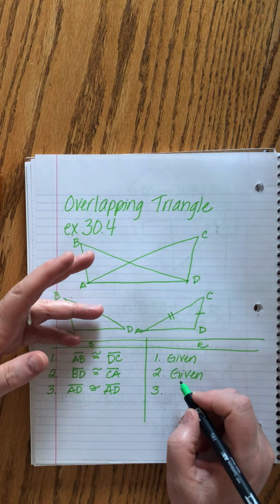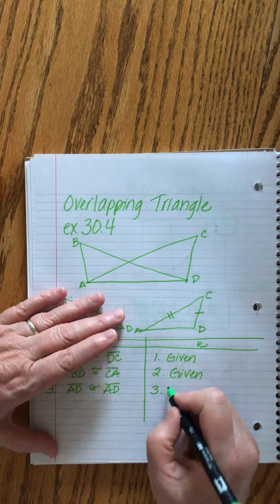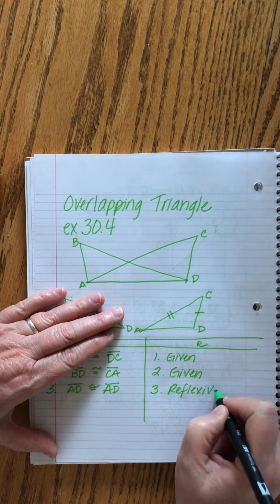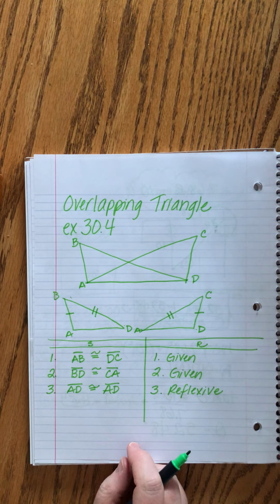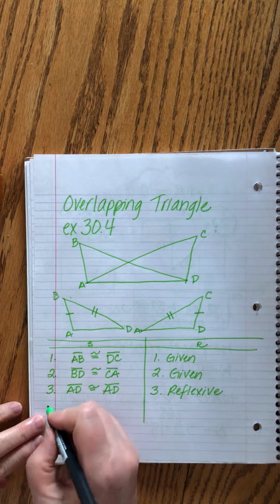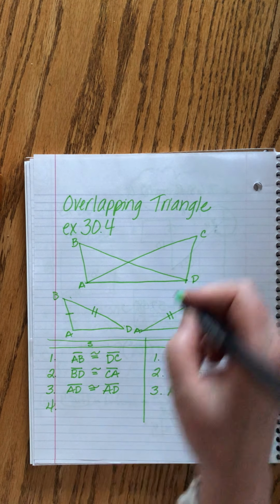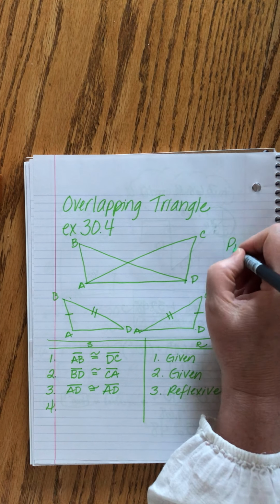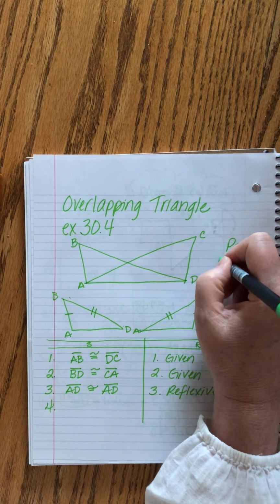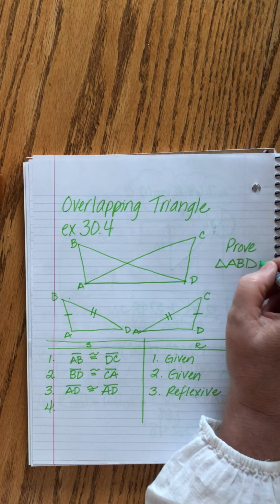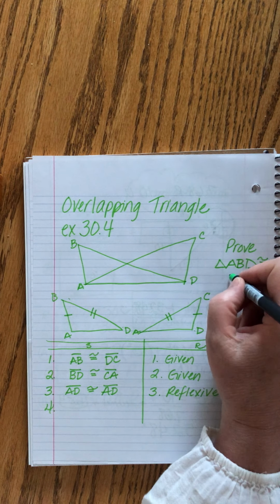And remember the ridiculous name we give when things are just already the same is we call them reflexive. Because it's like they're looking in the mirror at each other. Reflexive, reflective, close enough. Now we have proved, oh, what we're trying to prove, sorry, I didn't tell us that. We're trying to prove that triangle ABD is congruent to triangle DCA.